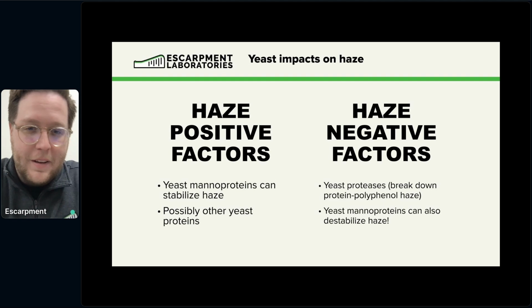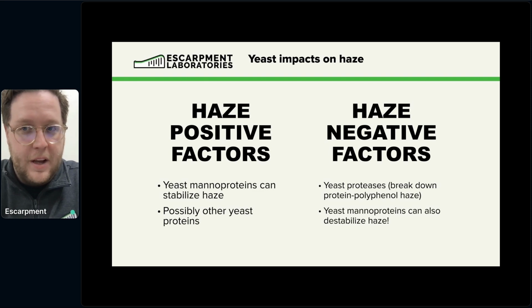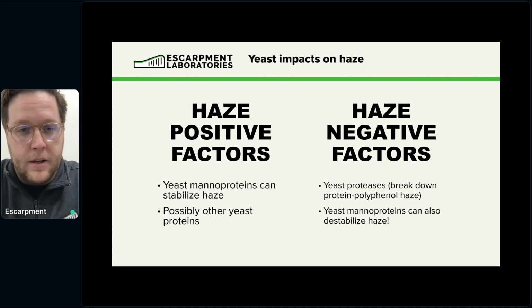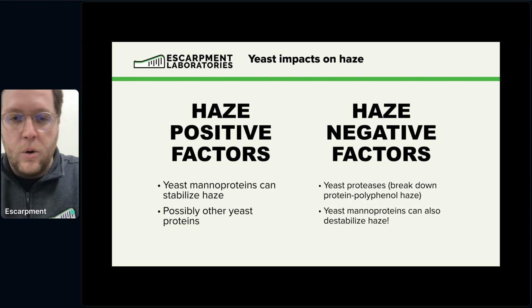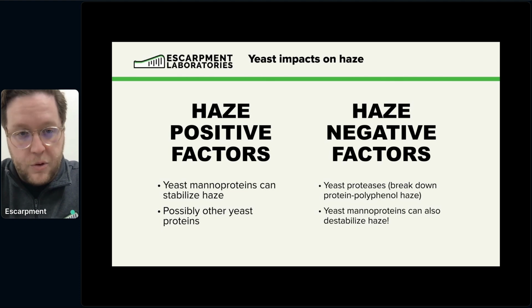So if we just want to summarize quickly, yeast is a double-edged sword with haze. It has haze-positive factors and haze-negative factors. The degree of haze-positive and haze-negative factors, both in the yeast strain that you're using, as well as in the actual fermentation environment, is going to impact whether you have a promotion of haze or a removal of haze. With haze-positive factors, it's known that yeast mannoproteins can stabilize haze. There's some new research on yeast mannoproteins in beer as well, which is really cool, and possibly some other yeast proteins as well, but this is still poorly understood.